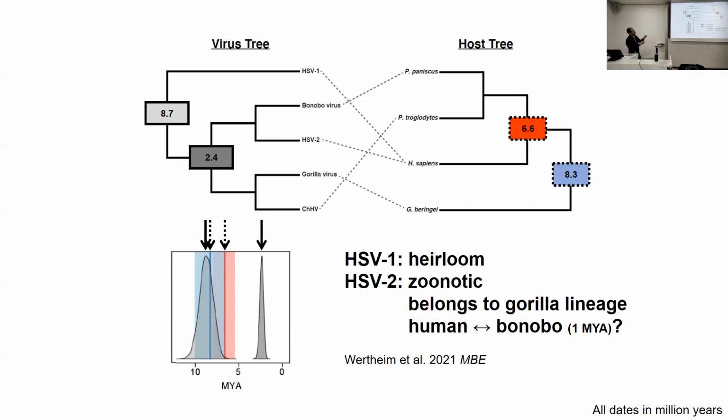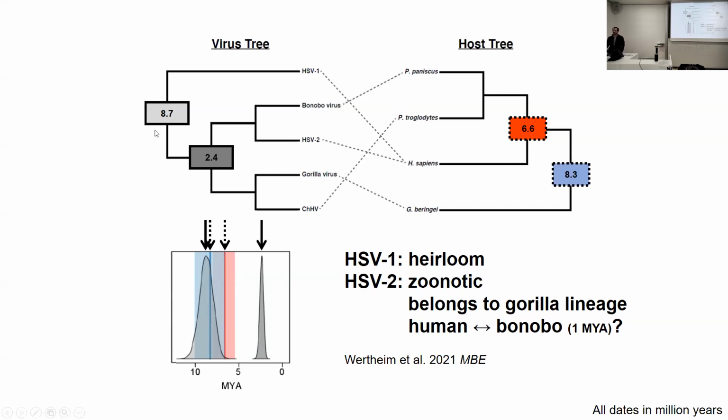And that provided an opportunity to estimate these node ages in the virus tree, and then to compare them to the node ages that we knew from the same studies that had been estimated for the hominin hosts, right? Basically, what you see here is that we have the root node of this virus tree that has a date which is very close to the divergence of all African great apes and humans, which is about 8 million years ago for this study, which seems to indicate then that HSV1 would be the virus that originally infected humans.